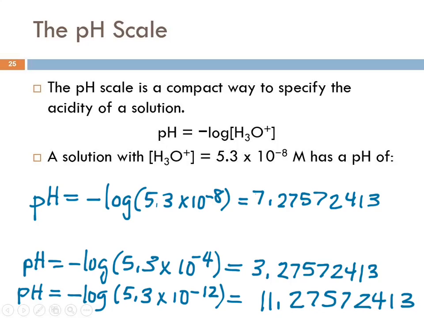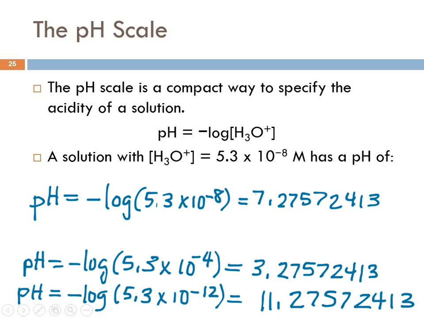This 7, this 11, this 3, those came from the exponent. Those are placeholders. Those aren't significant figures, are they? No. The 5 and the 3 are significant figures, and they show up in the decimal portion. So if the number you're taking the log of has 2 significant figures, then you keep 2 decimal places. You don't count the digits before the decimal point because they come from this exponent. Once you see that, it's easy to remember.